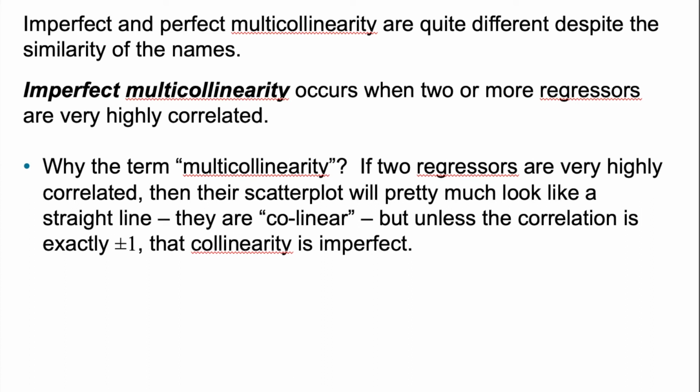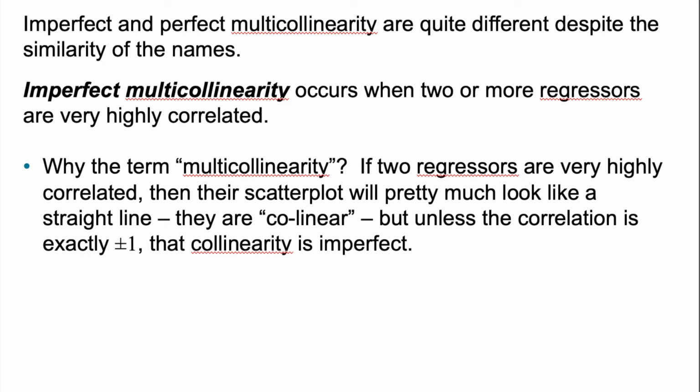Now, why the term multicollinearity? If two regressors are very highly correlated, then their scatter plot will pretty much look like a straight line. In other words, they are collinear. But unless their correlation is exactly plus or minus 1, that collinearity is imperfect.